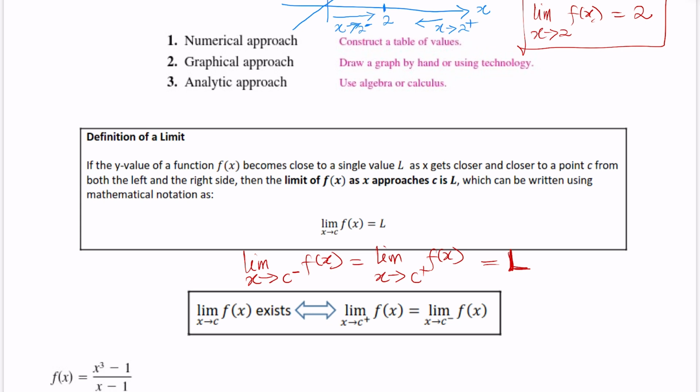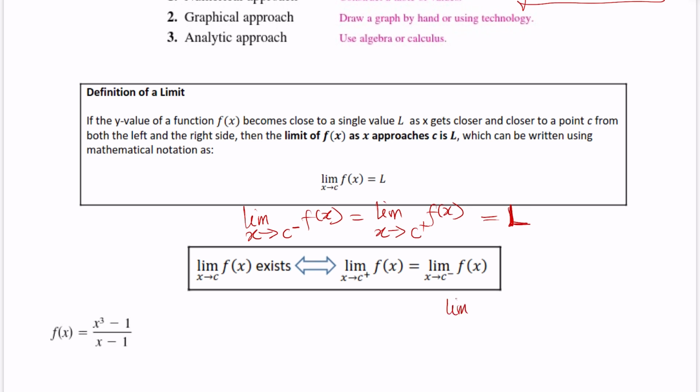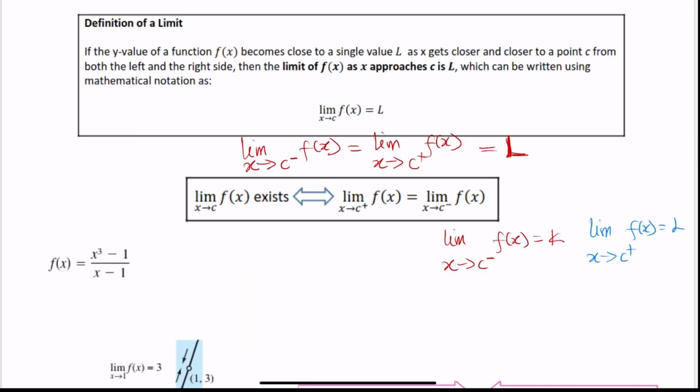Another way to represent this is if the limit as x approaches c from the left of f of x is equal to K, and the limit as x approaches c from the right of f of x is equal to L, then we say that this limit will exist if K is equal to L. That means the limit exists. The limit does not exist if K is not equal to L. Then the limit does not exist.